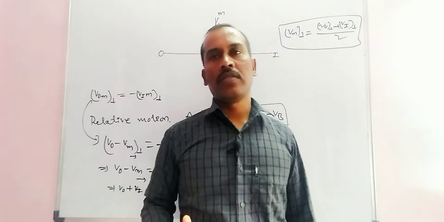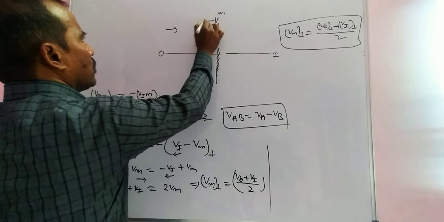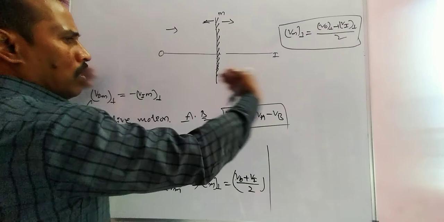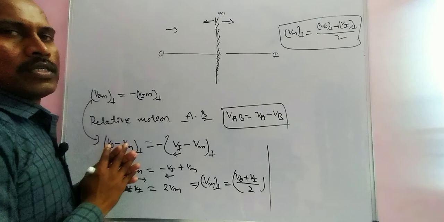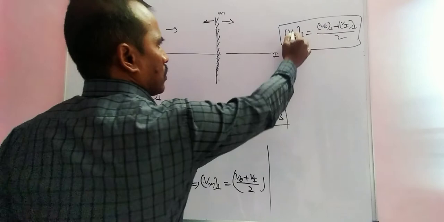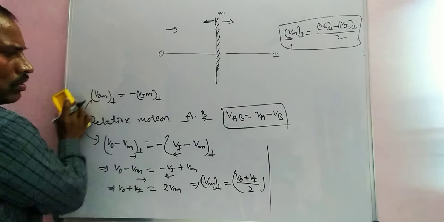Here the mirror and image are both in motion. Are the mirror and object moving in the same direction or in opposite directions? If opposite direction, it is taken as negative; if same direction, it is taken as positive. So now the problems on this one. Note it.